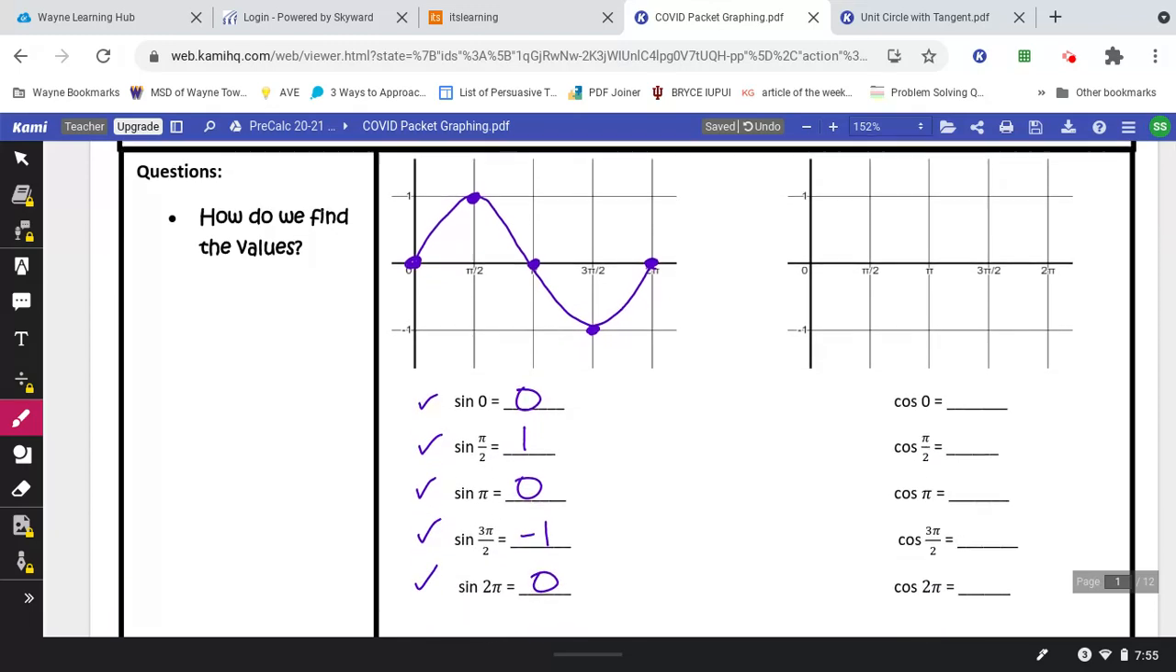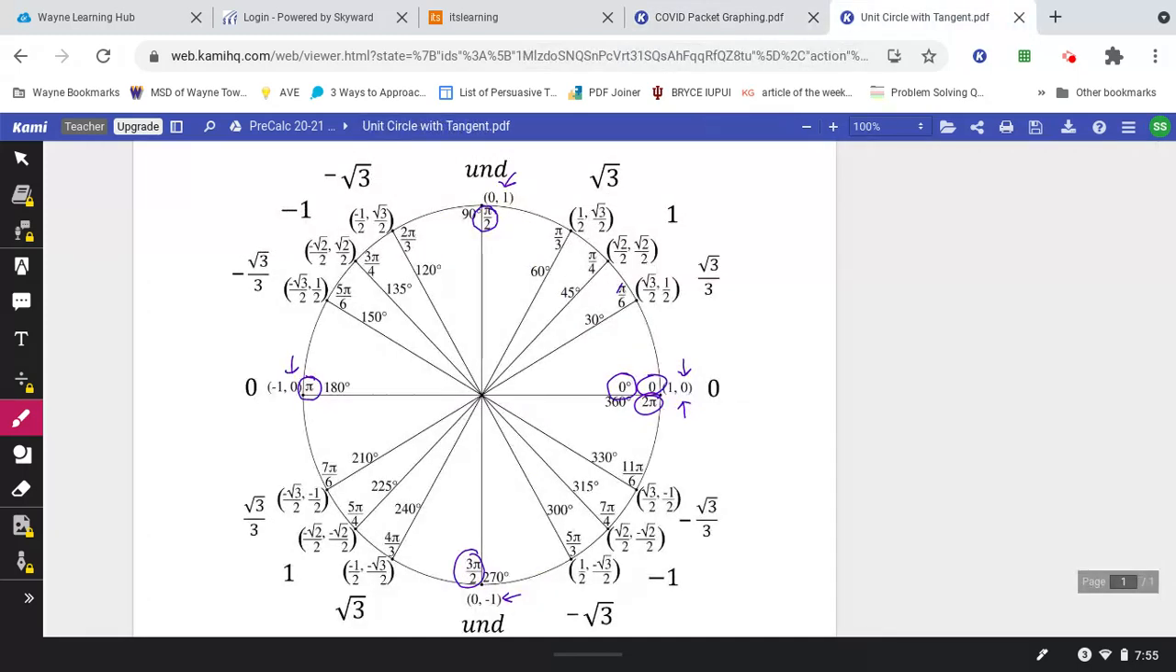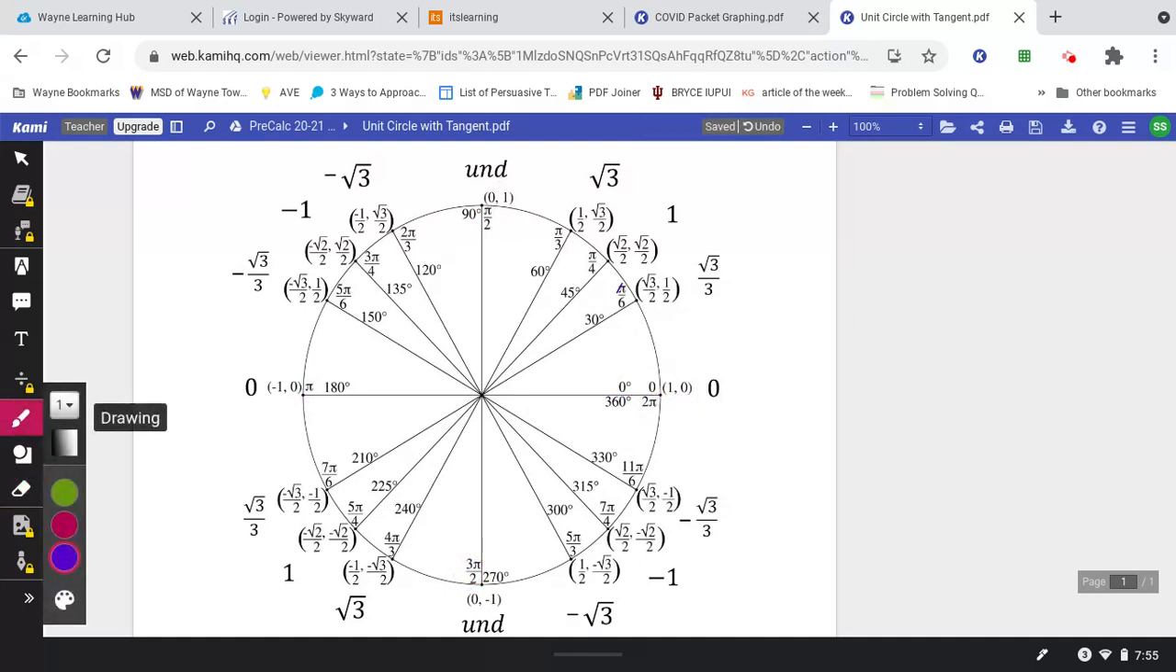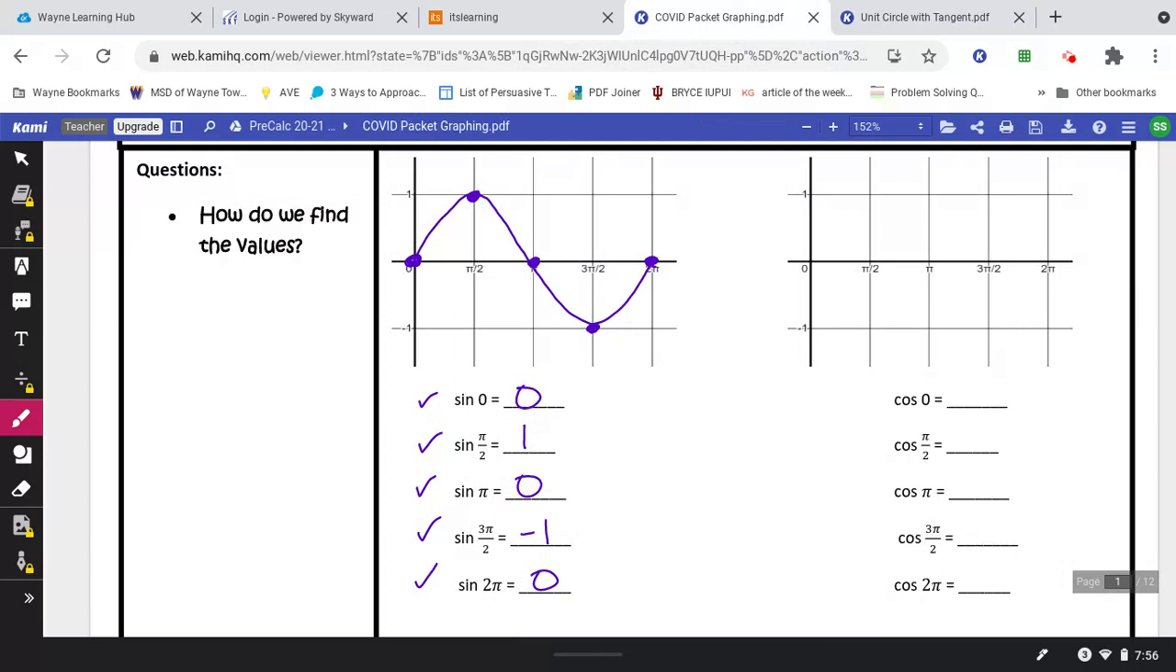Now we'll do the same thing for cosine. I'll give you a minute here. Go ahead and fill in, using your unit circle, all your values for cosine. So this time all you're doing is looking for the x instead of the y. Okay, so we should have been able to fill in 1, 0, -1, 0, and 1. As we graph these, 1, 0, -1, 0, and 1.